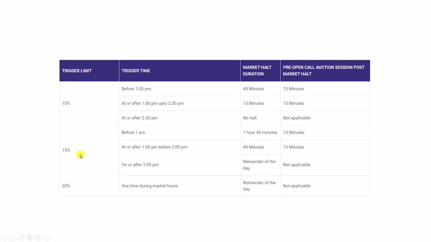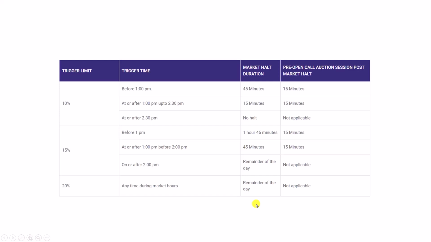Okay. It goes for 15% too, which if it happens on or after 2 p.m., then for the remainder of the day no trading happens in the stock market. Alright. Now this was for indices.